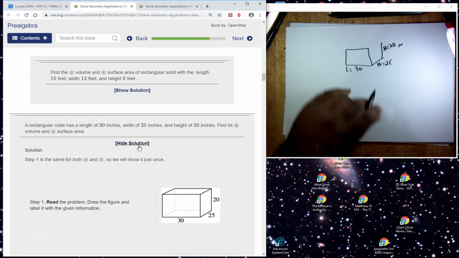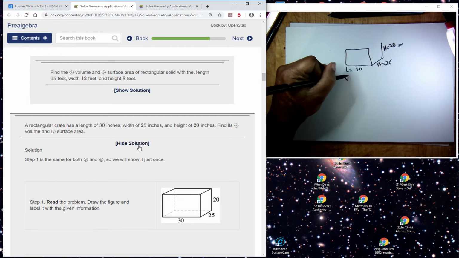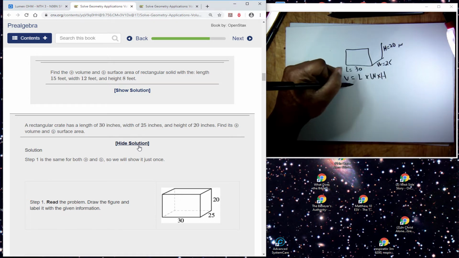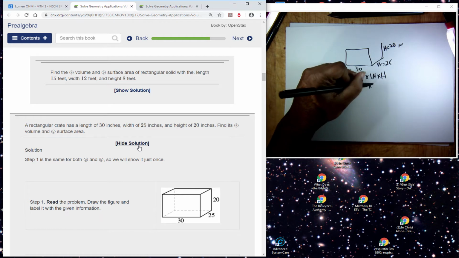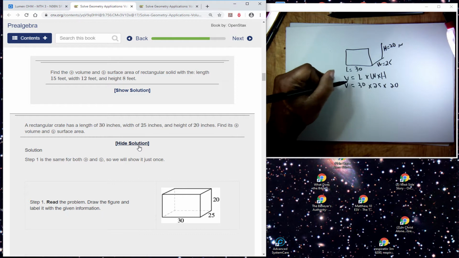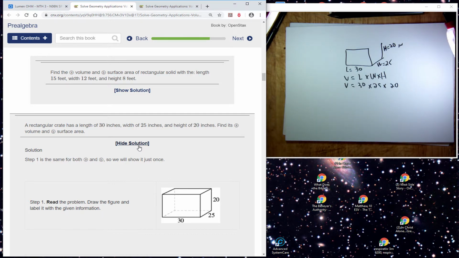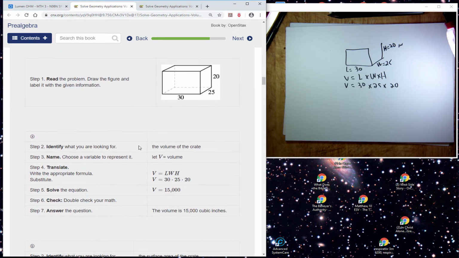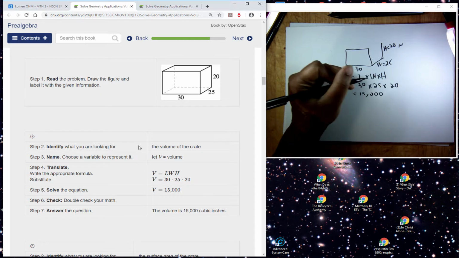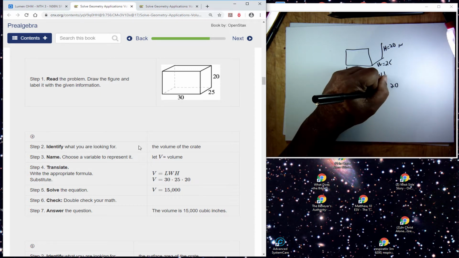We want the volume. So volume is equal to length times the width times the height. So I'm going to have 30 times 25 times 20. Okay, so I multiply this together. I end up with 15,000. In this case, inches. I can have cubic inches.